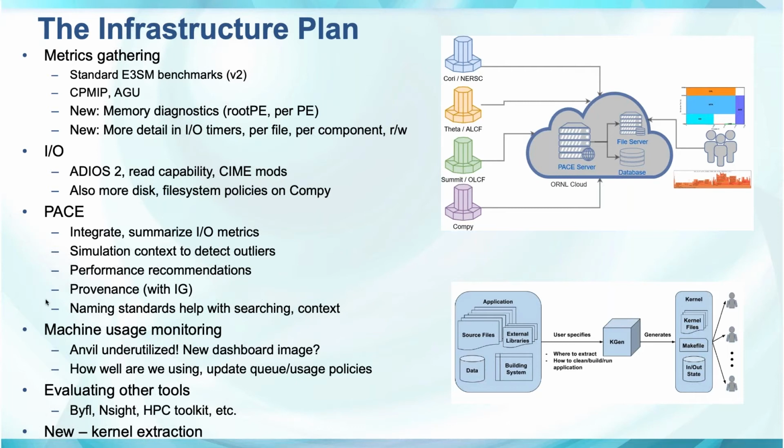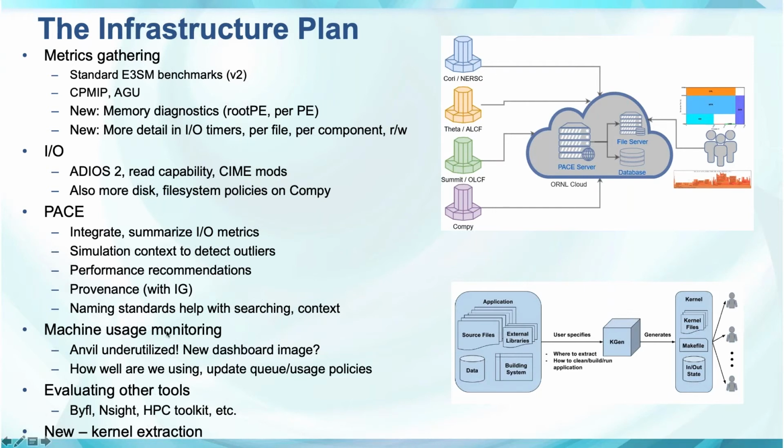We are gathering enough metadata and enough model data at this point that we can begin to explore its use as a provenance tool to capture provenance for the model. So to some extent, some of the naming standards that are being proposed are going to help us to be able to search and provide context for all the data we're gathering on performance.